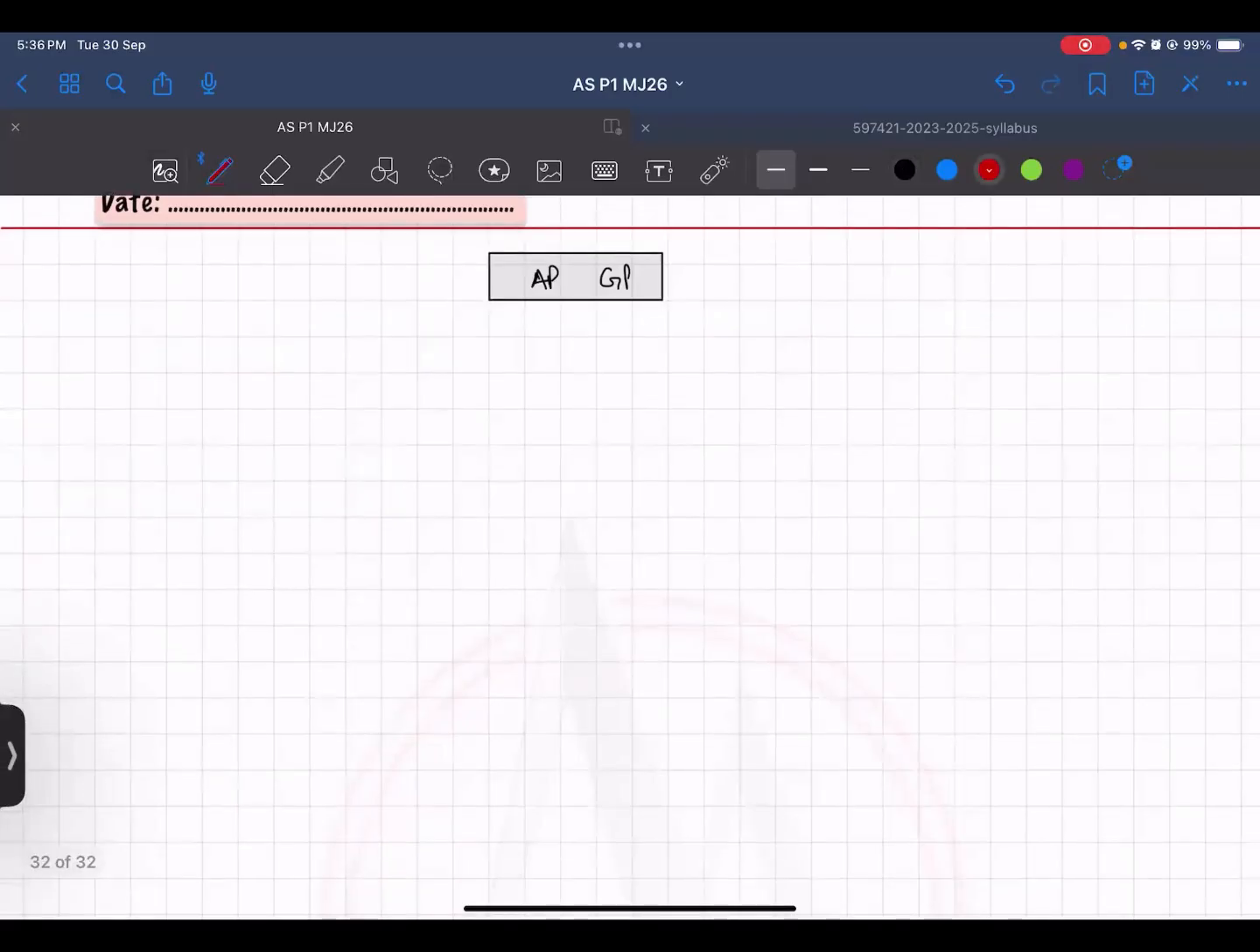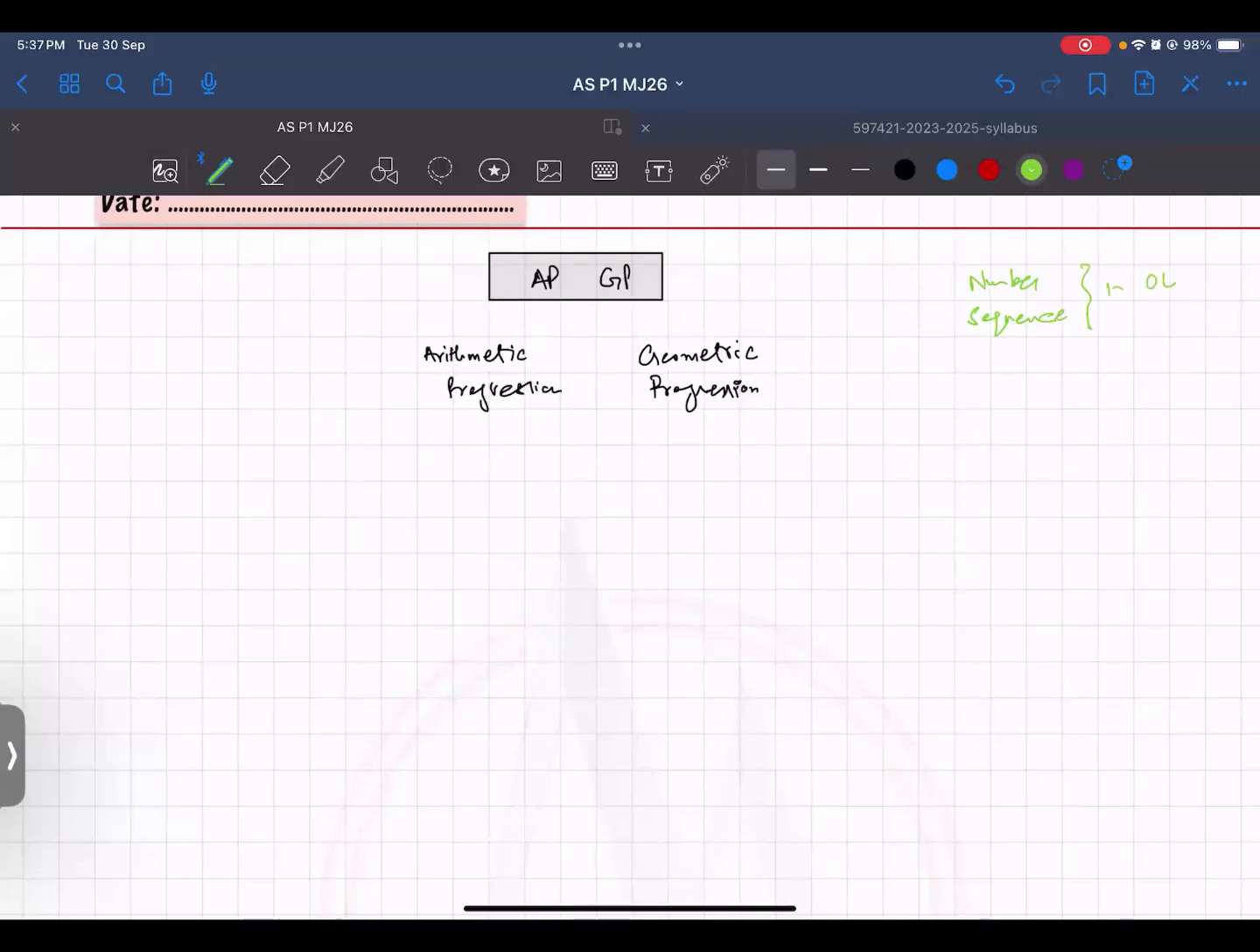Okay, so APGP. AP means arithmetic progression, and GP is geometric progression. The topic related to this one in your IGCSEs, in your O level, was the number sequence. Number sequence was the topic we have done similar to this one in O levels or IGCSEs.